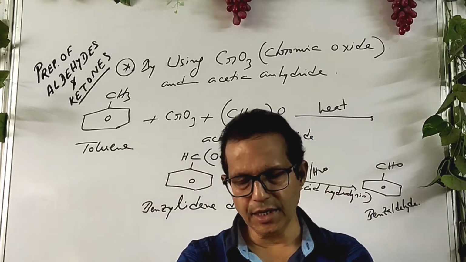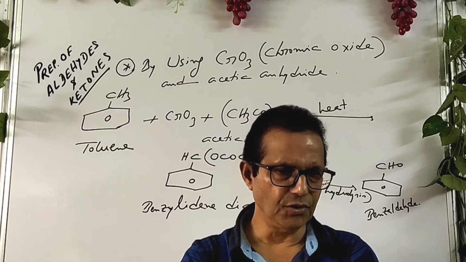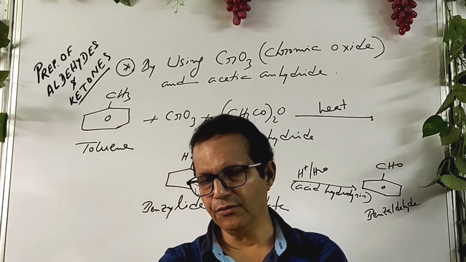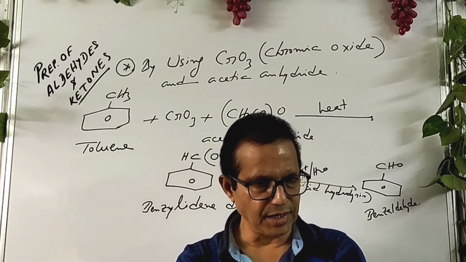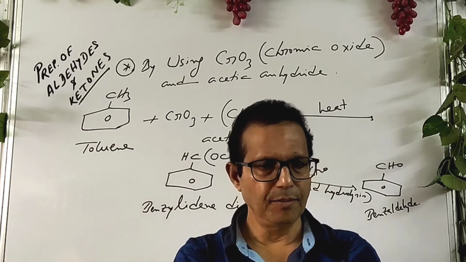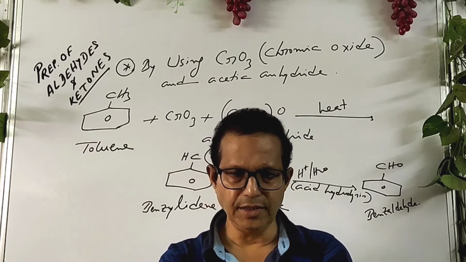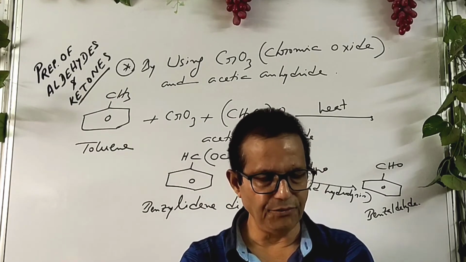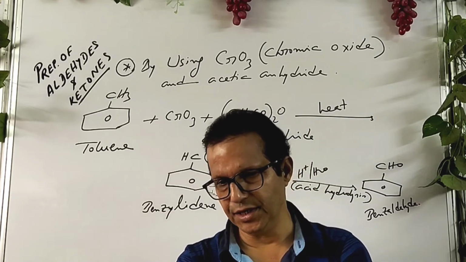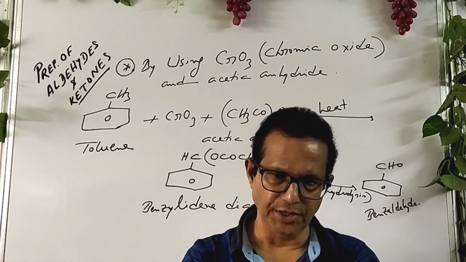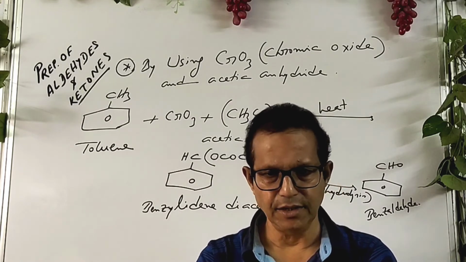Any chemical reaction, if it occurs in presence of sunlight, is called a photochemical reaction. One very important thing for entrance: any photochemical reaction takes place by free radical mechanism. That's why the incoming chlorine free radical gets attached to the side chain, that is with hydrogen of toluene. So let's try to understand the reaction.